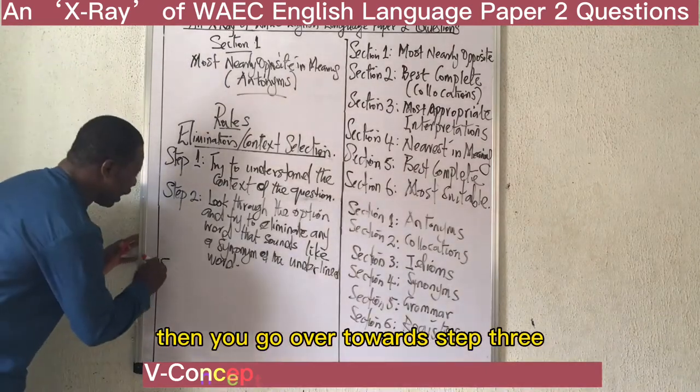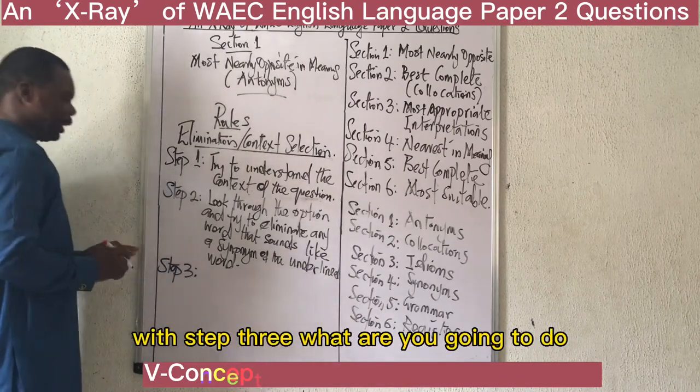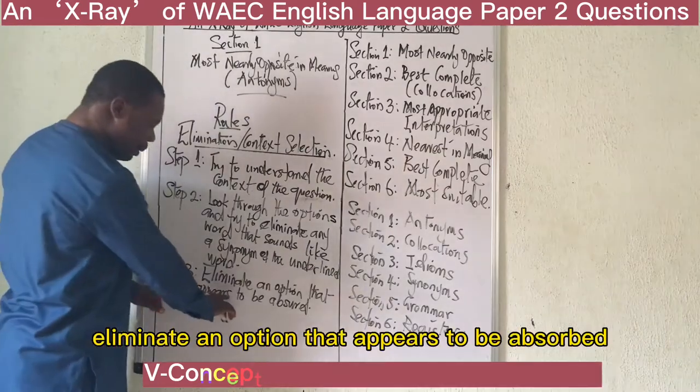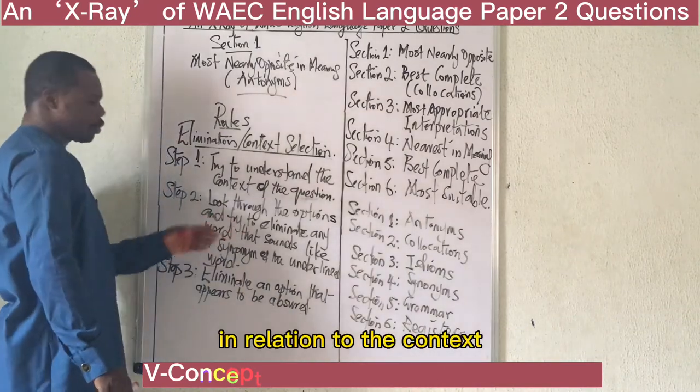Then you go over towards step three. With step three, what do you now do? Eliminate an option that appears to be absurd in relation to the context.